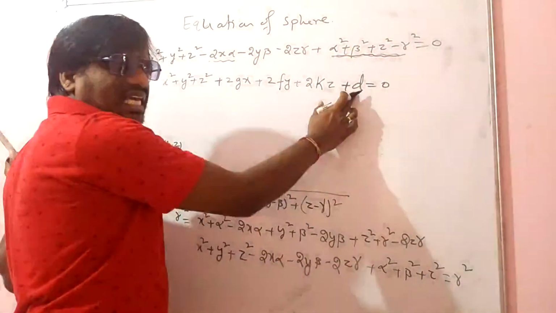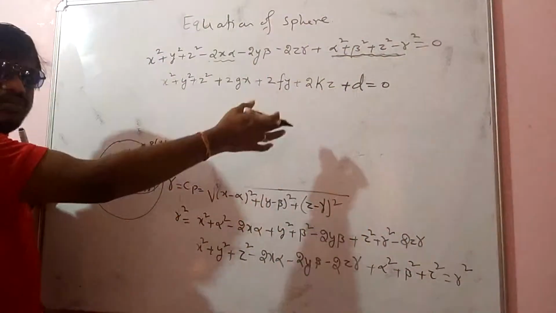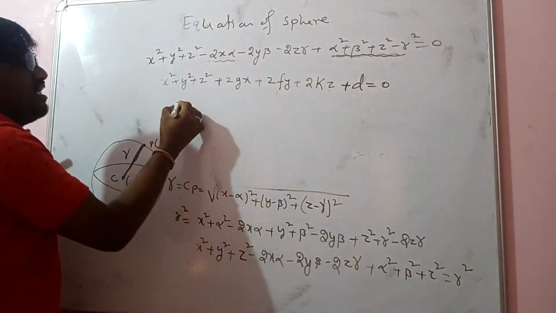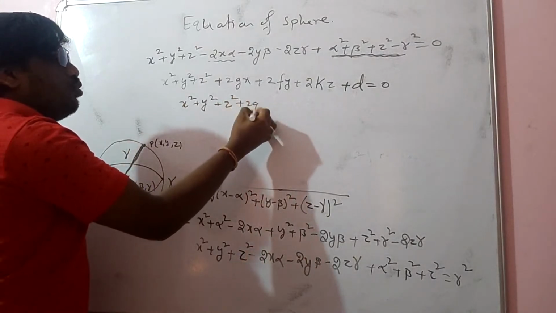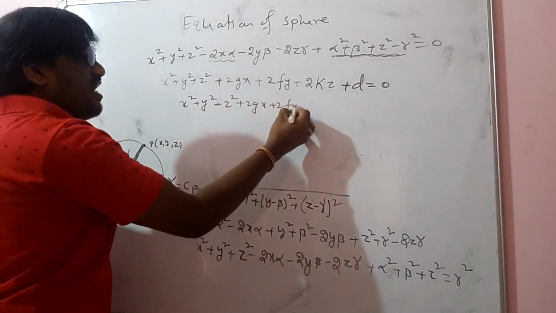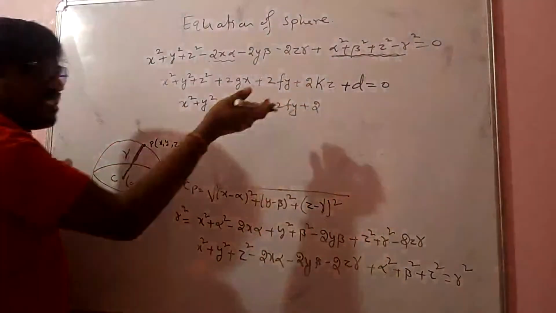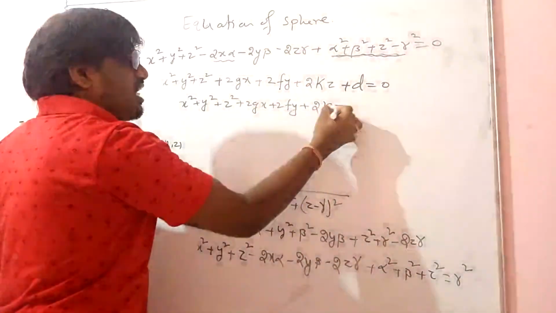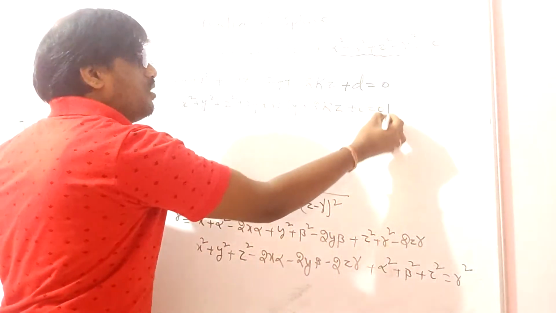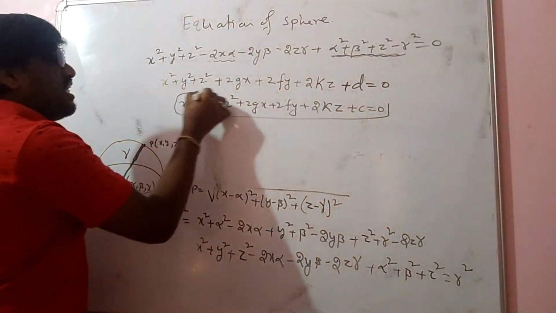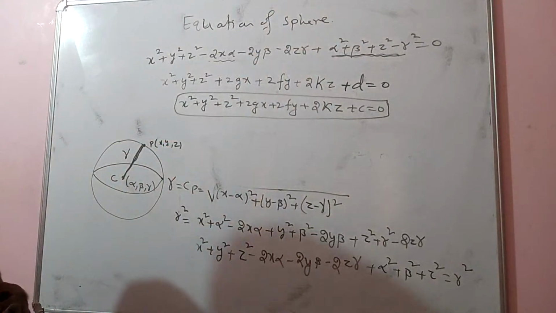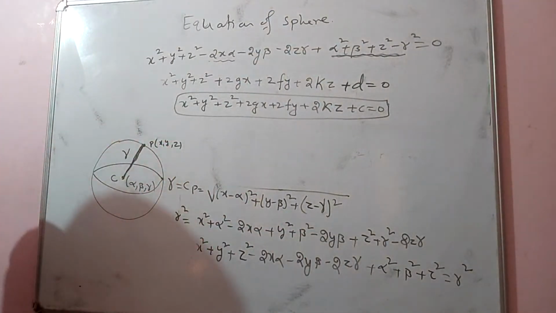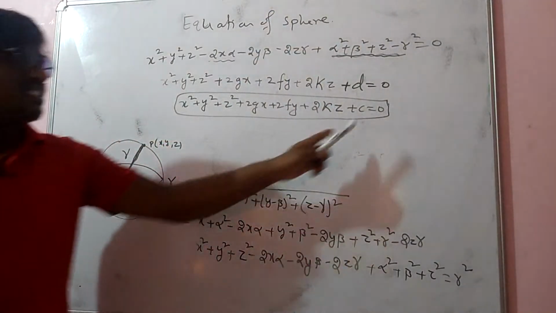So I can use c, d, anything here. What I am getting here is x square plus y square plus z square plus 2gx plus 2fy plus 2kz plus c is equal to 0. You can use h or k. This is what we call the equation of the sphere. You can use c or d.